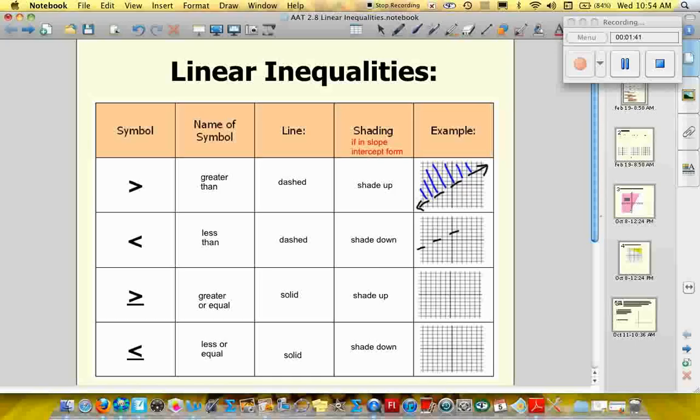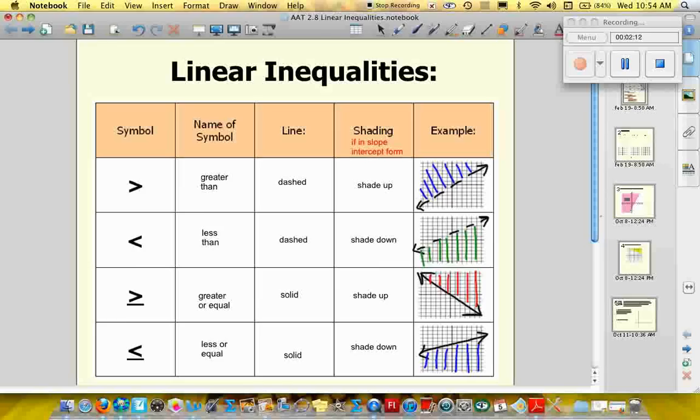If I had a greater or equal to, it has to be a solid line. If it's greater, I'm shading up. If I have less than or equal to, solid line because they were equal to, and this time I would shade down.